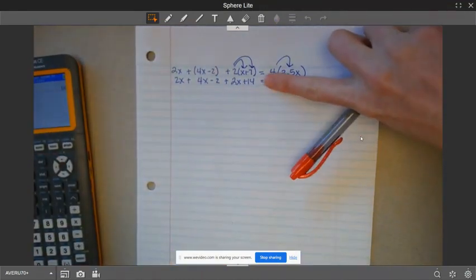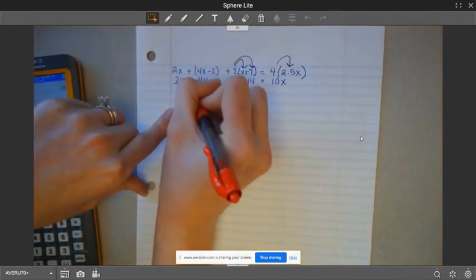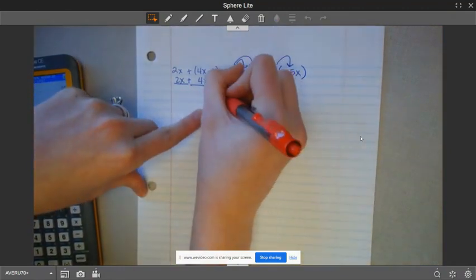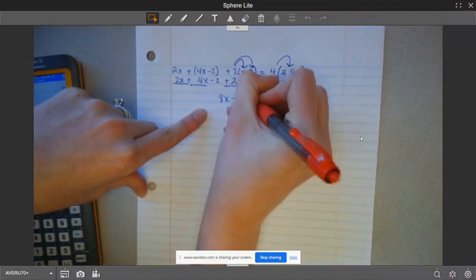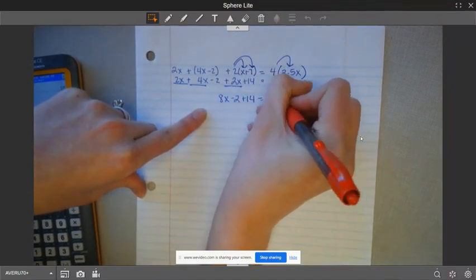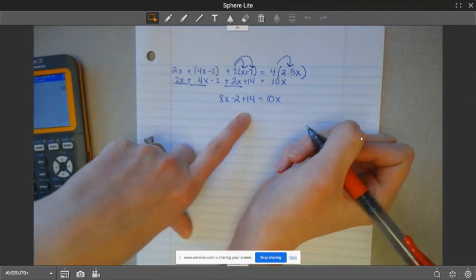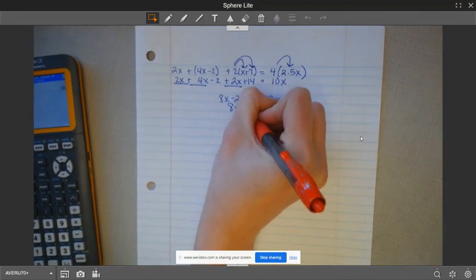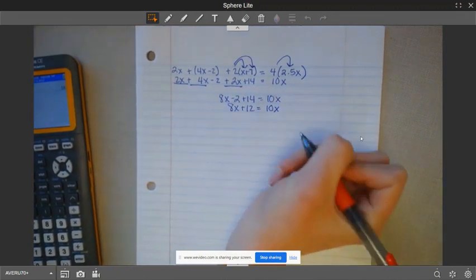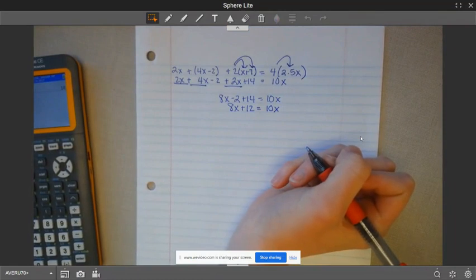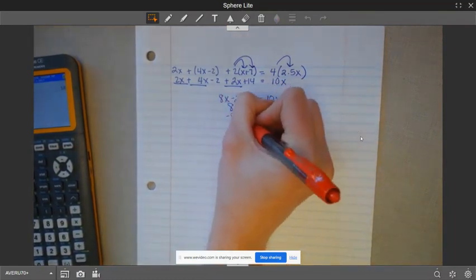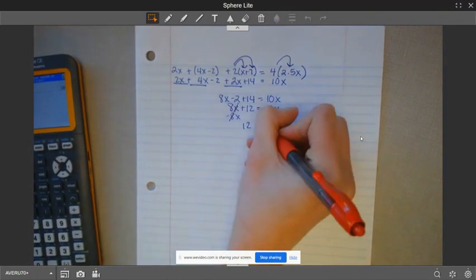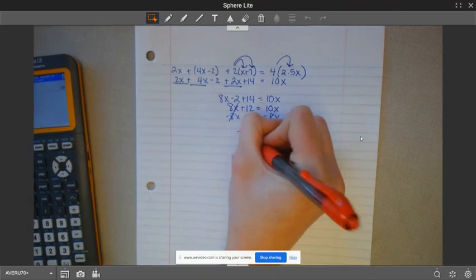Now, on the left side of the equation, I can combine like terms. So I have 2x plus 4x plus 2x. 2x plus 4x is 6x, plus 2x is 8x. Bring everything else down. We don't want to do too much at one time. Now, I can still combine -2 plus 14, which is 12, so I have 8x plus 12 is equal to 10x. I want to move the variable, so I'm going to move my smaller variable. I'm going to subtract 8x from both sides. I get 12 is equal to 2x. Divide by 2, divide by 2.